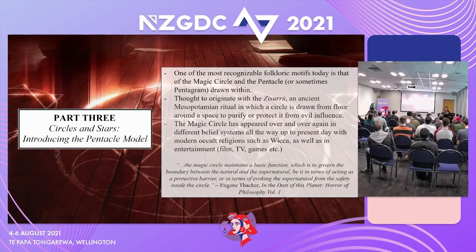So, one of the most recognizable folkloric motifs today is that of the magic circle, and the pentacle, which is often found within the circle. Sometimes it's a pentagram if you want to get really satanic, but normally pentacle. So this is thought to originate from the Zasuru, an ancient Mesopotamian ritual in which a circle is drawn from flour around a space to purify it or protect it from evil influence.